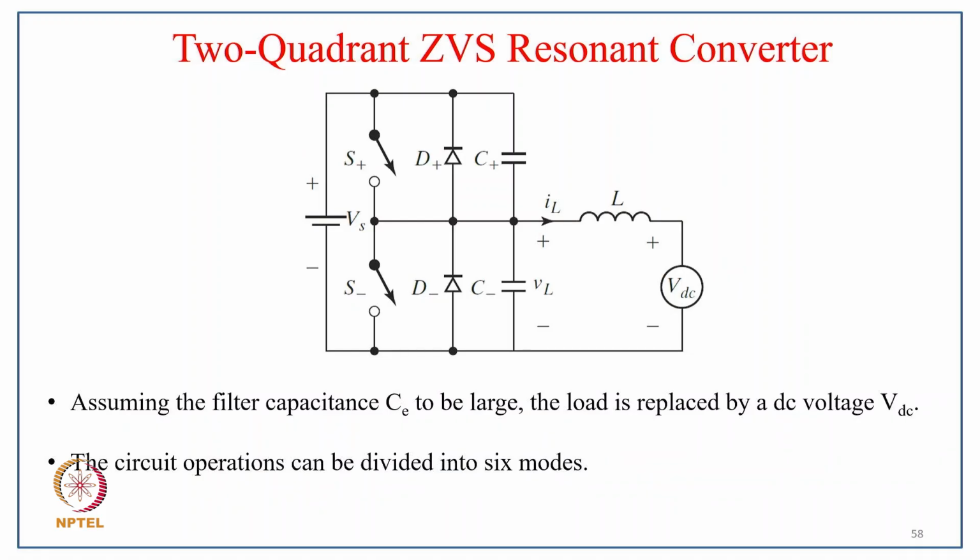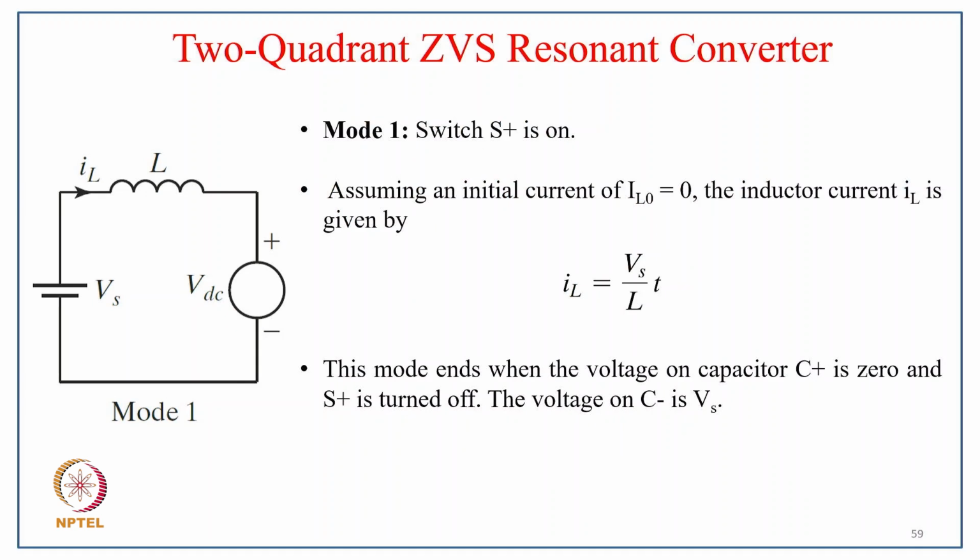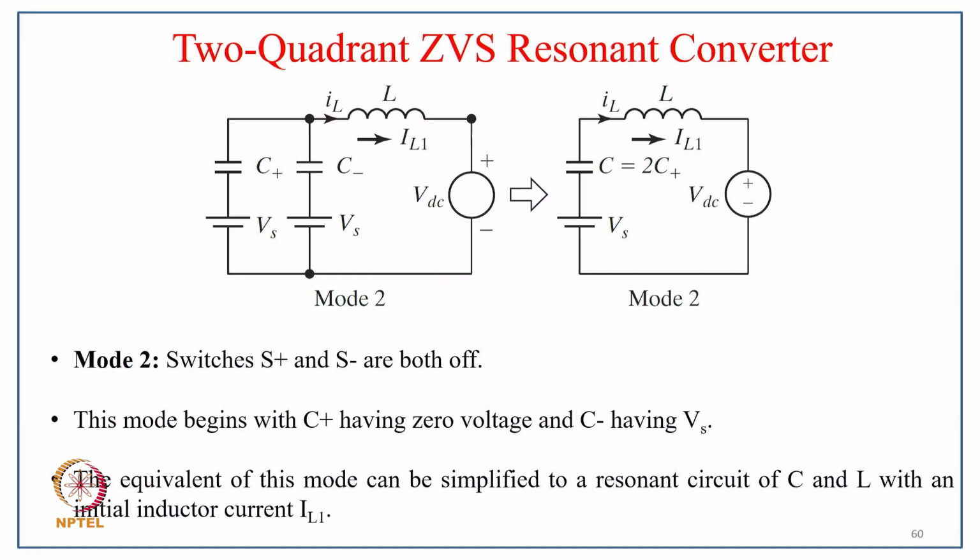Assuming the filter capacitance C is pretty large, the load is replaced by a DC voltage source, and the circuit operation can be divided into 6 modes. Coming to mode 1, as you can see in the equivalent circuit, the switch is on. Assuming the initial current IL equals 0, the inductor current is given by IL equal to Vs upon L into t. This mode ends when the voltage on capacitor C plus is 0 and S plus is turned off, and the voltage on C minus is Vs.